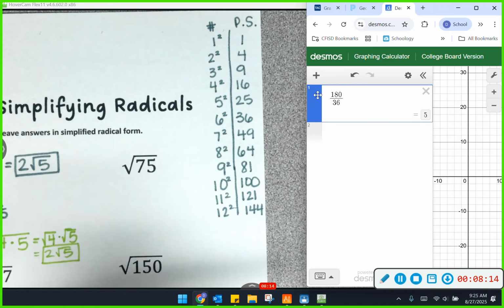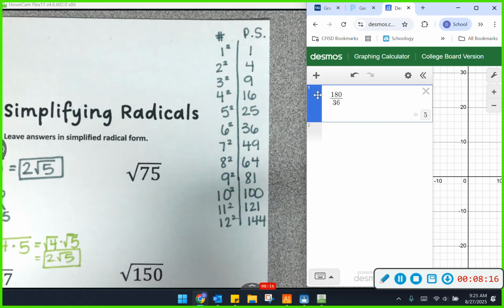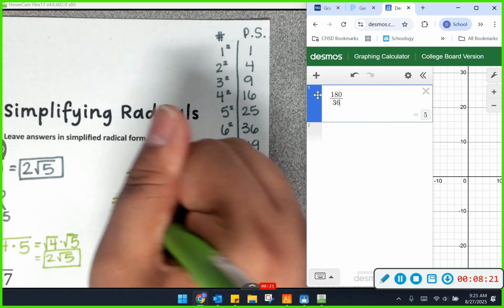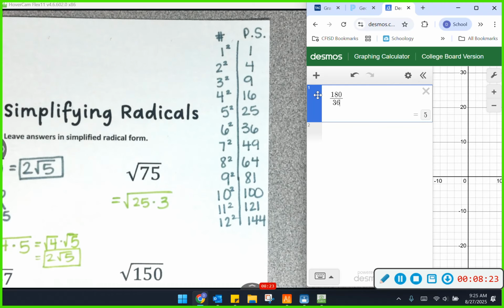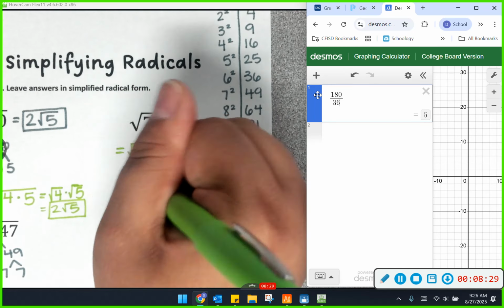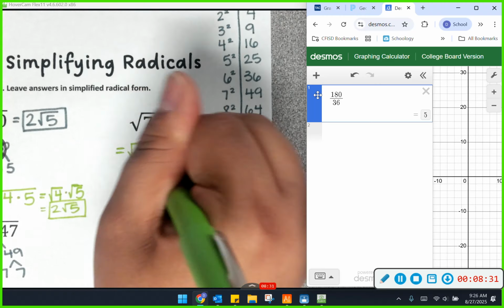Now let's do 75. It has to be a perfect square. What perfect square divides 75? 25. 25 times what? 3. What is the square root of 25? 5. And it stays root 3.